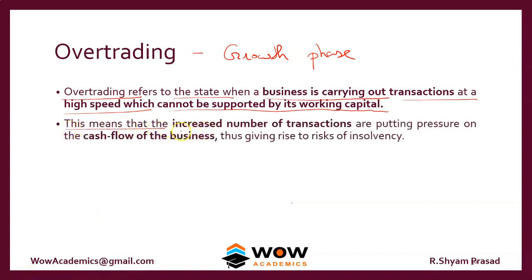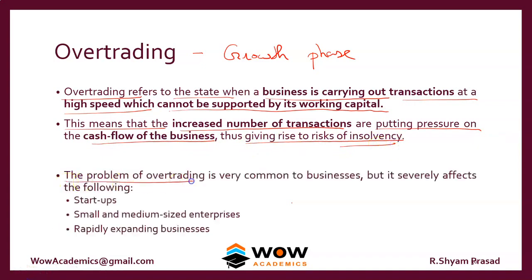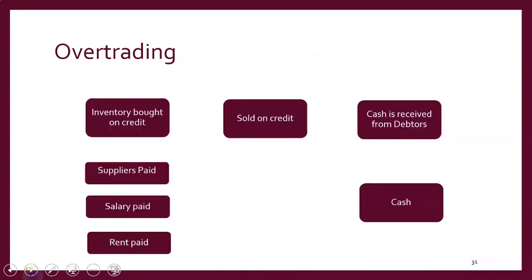This means that the increased number of transactions are putting pressure on the cash flow of the business, thus giving rise to insolvency. The problem of overtrading is very common to businesses, but it severely affects the following businesses: startups, small and medium sized enterprises, and rapidly expanding businesses. These are the most vulnerable kinds of companies affected by overtrading.